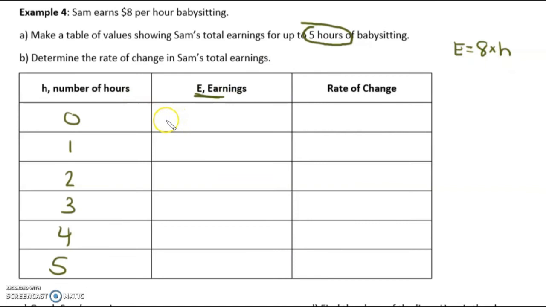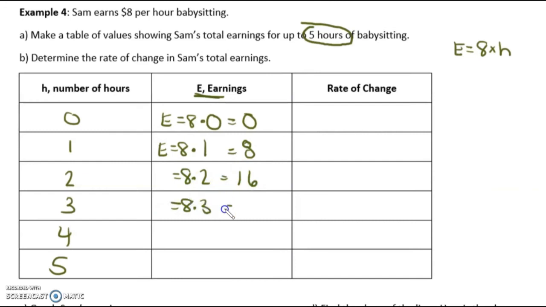So her earnings is going to be, for 0 hours, well, $8 times 0, so that's 0. For 1 hour, it's going to be $8 times 1, right? Which is 8. And then for 2 hours, it's going to be 8 times 2, which is 16. For 3, 8 times 3, which is 24. 8 times 4, and then 8 times 5. 32, and then 40.